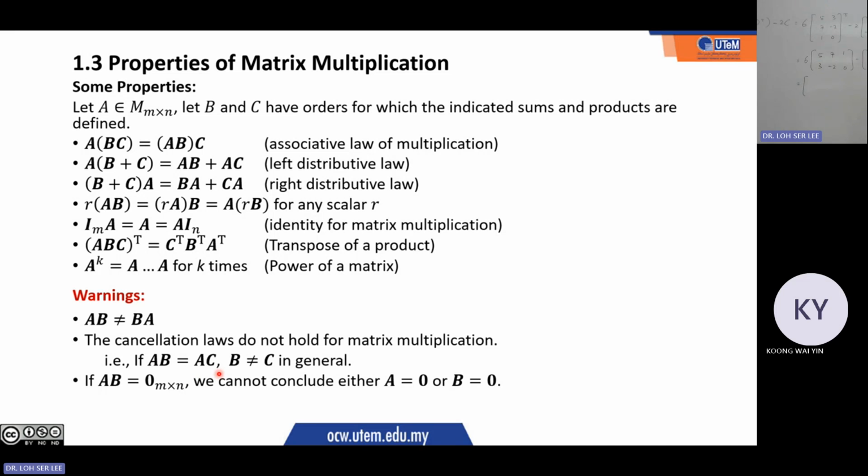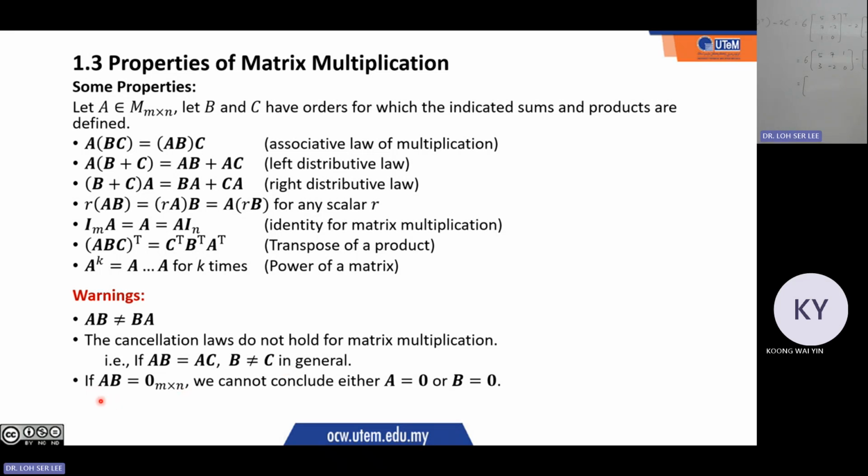No, we can't do that, because the cancellation law does not hold for matrix multiplication. Even though AB equals AC, B is not equal to C in general. This is a fact.